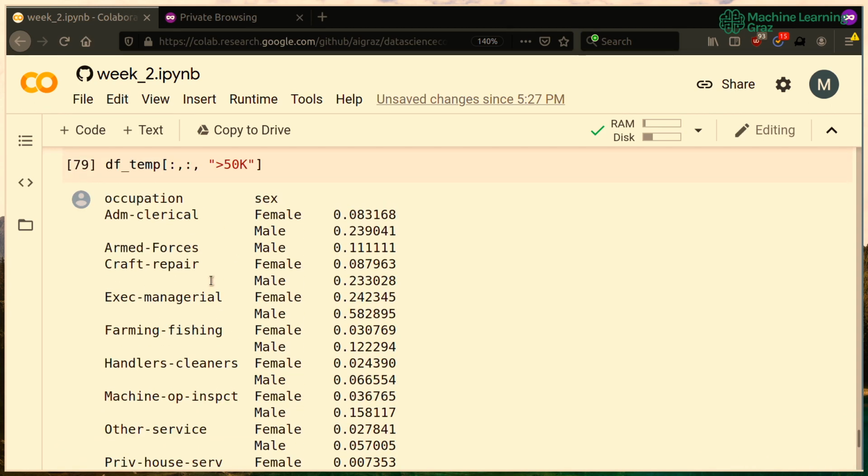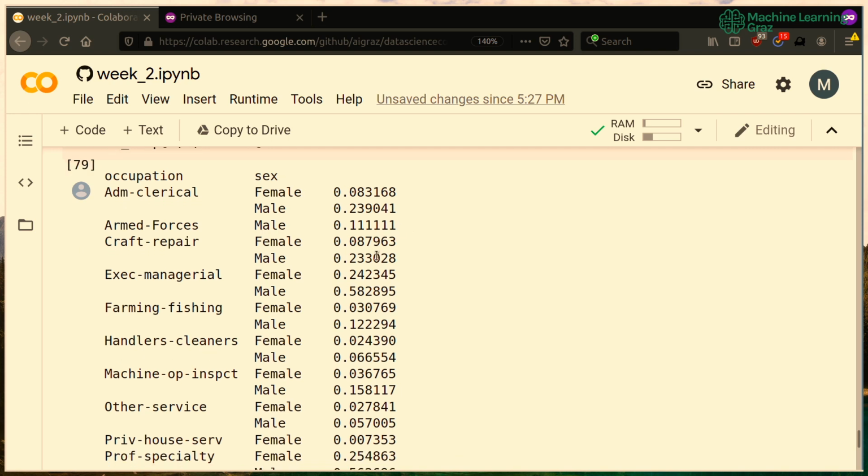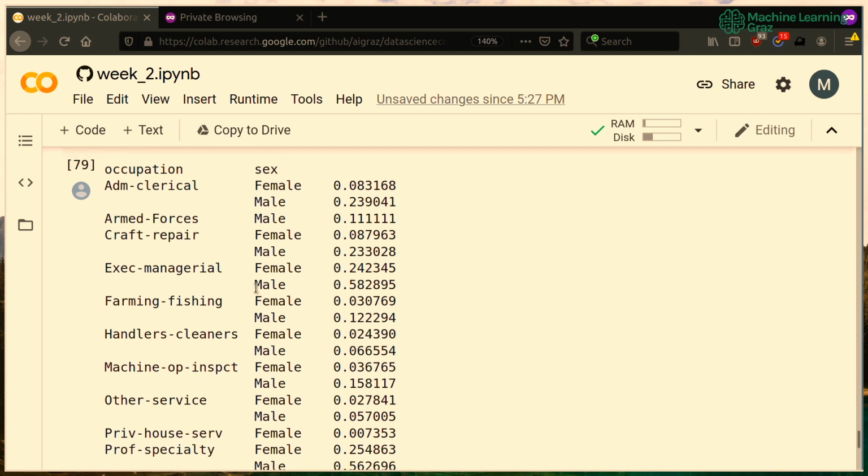Okay, so first we've got clerical. So men are dominating. Yeah. Armed forces. This is only a male job. But more shopping, so it seems like overall in every case men are dominating.